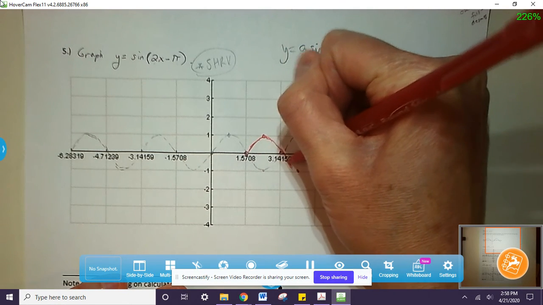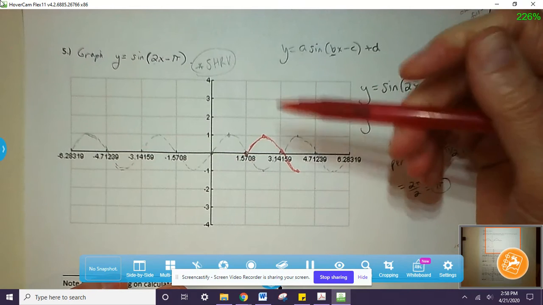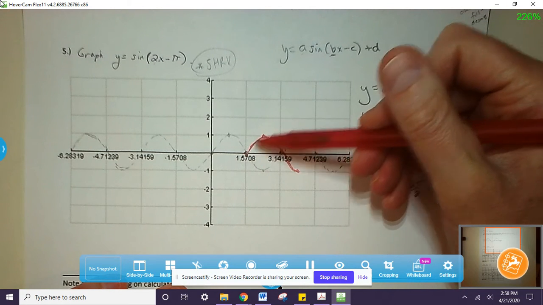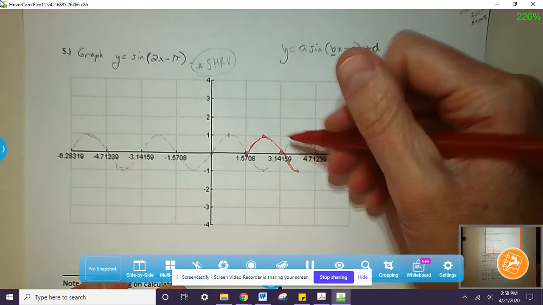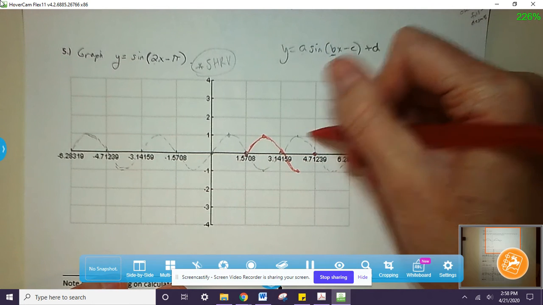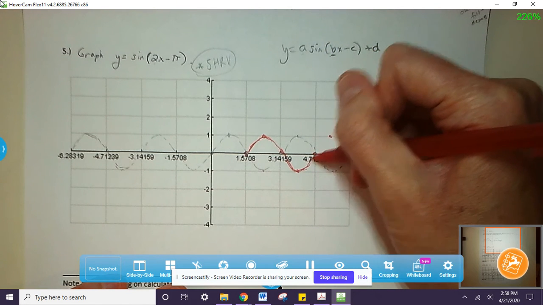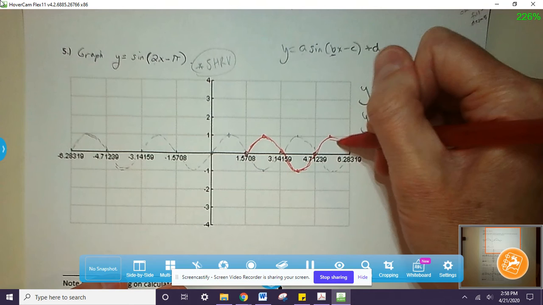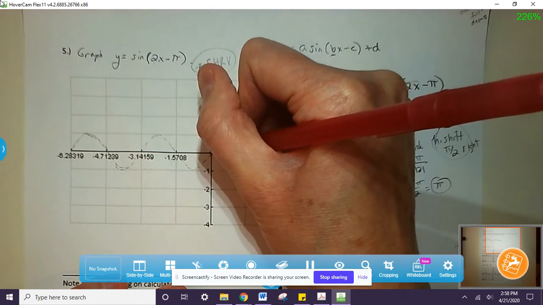And you can start to see the pattern that I have going here. So every half tick mark, I have a critical value. So if I move this guy over pi over 2 to the right, move this guy over pi over 2 to the right, we can fill in the rest of the curve using that pattern.